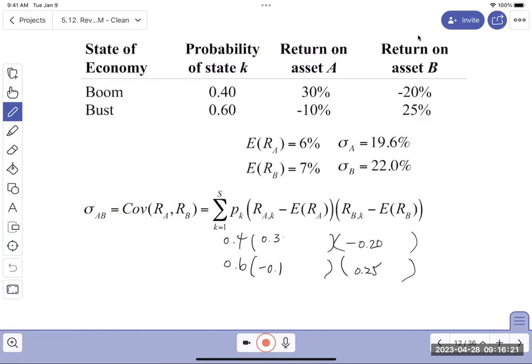If it helps you, you can put the zeros in so it looks more similar to the above. And then I'm going to put the columns in. I'm going to put expected return of A here and here, and expected return of B here and here. So that makes it much easier. All right. So let's do each one at a time.